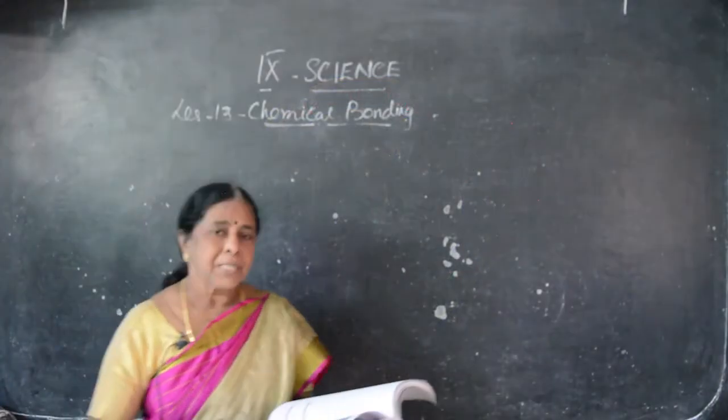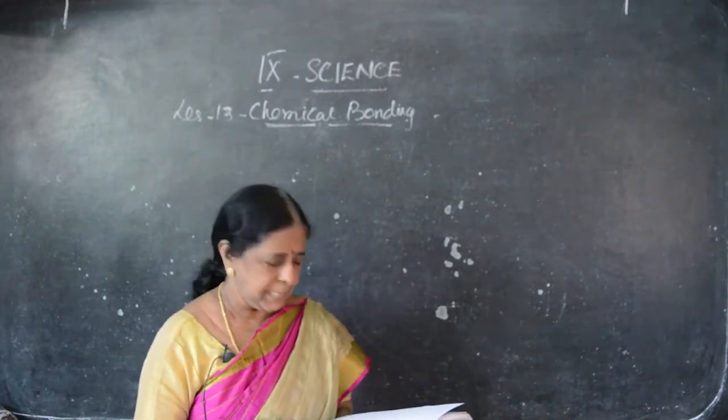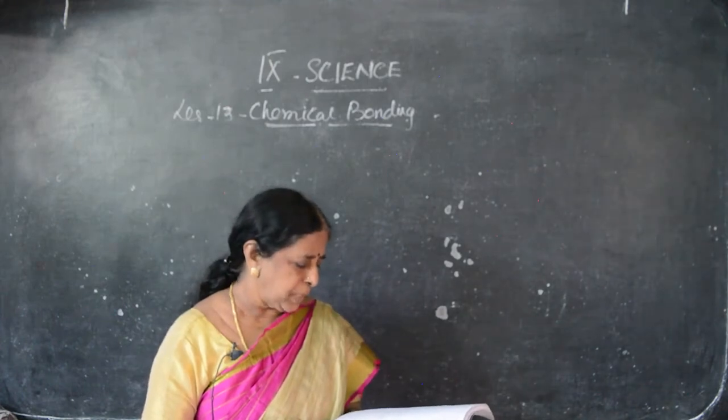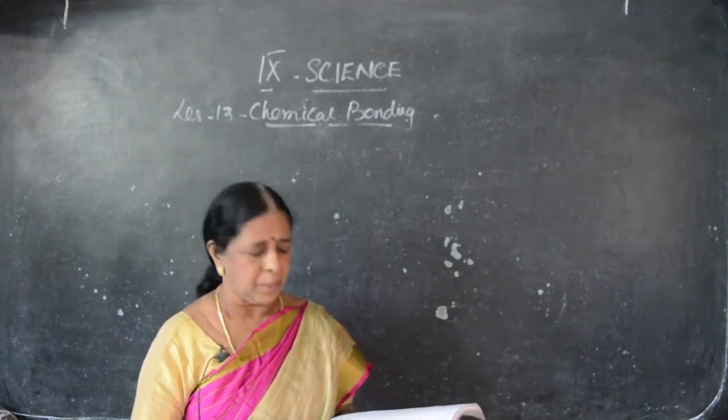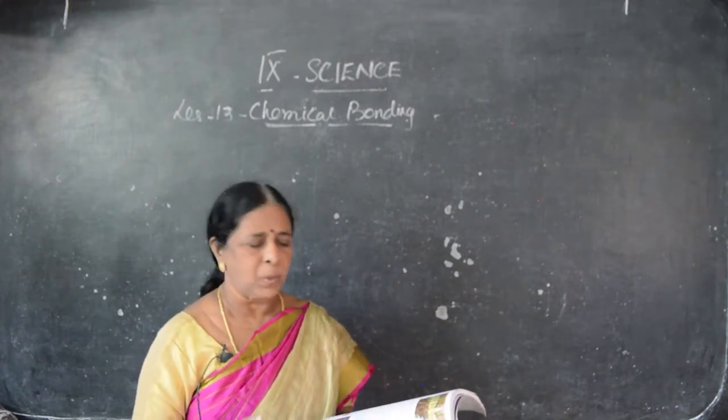Okay children, let me continue. Already I gave short answers, everything. Now we have to go for detailed answer in detail. First question, list down the differences between ionic and covalent compounds. So you have to write first ionic compound, then covalent compounds.